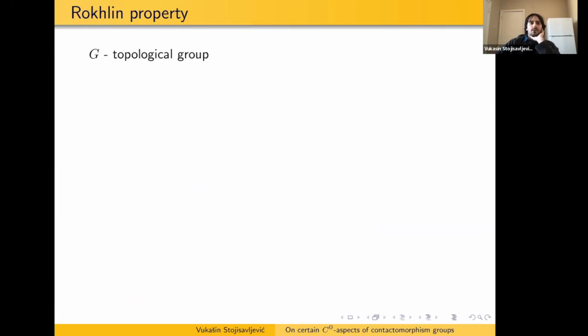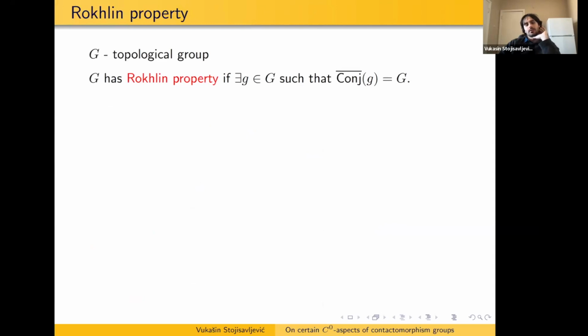If we have an abstract topological group, I want to define what it means that the group has the Rokhlin property. The group has the Rokhlin property if there is an element whose conjugacy class is dense. So you take all the conjugates, you take the closure, and you get back the whole group.